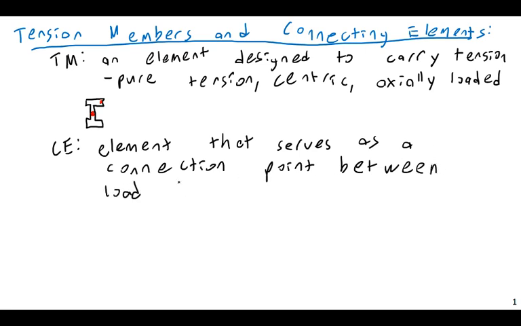I will give a few examples of this. We could have connecting elements that connect beams and columns, that connect compression members with tension members, whatever we have. But in this case, at least today, we're looking purely at those connecting elements that connect different tension members. So let me give two examples of connecting elements and tension members.